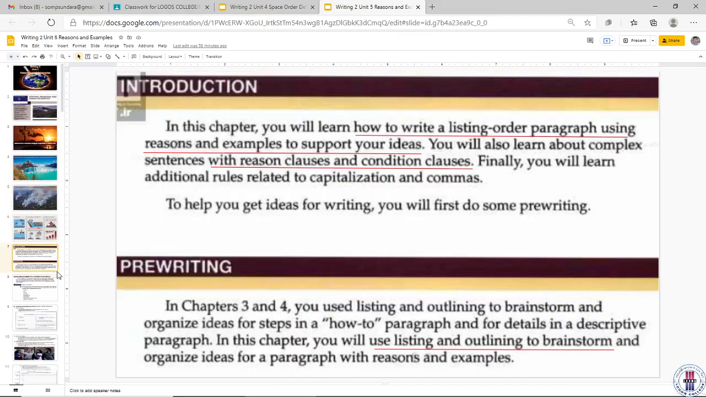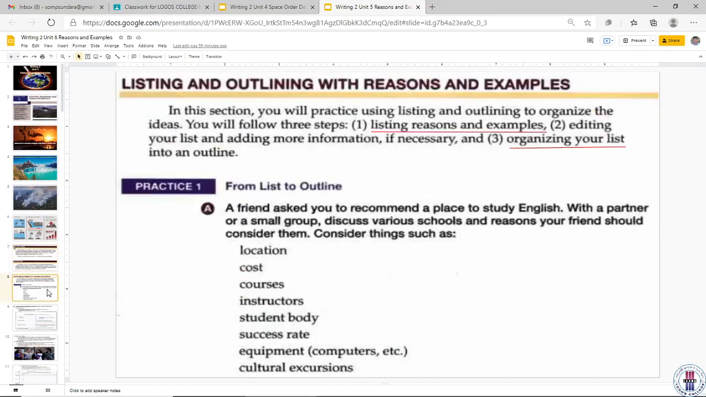So the first part of this unit talks about outlining. You want to brainstorm, and you've done this before. You use listing and outlining to brainstorm. Listing is where you just write down anything that comes to your mind about the topic. In the example they gave, a friend asked you to recommend a place to study English. Where should I study English? Then with a partner, you discuss various schools and reasons your friend should consider them.